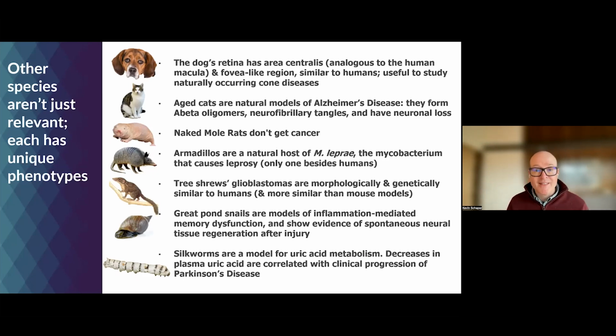And I personally have a 16-year-old cat, and I find it very relatable that aged cats are a model for Alzheimer's disease. And of this long list, the fact that great pond snails are a model of inflammation-mediated memory dysfunction is really interesting to me.